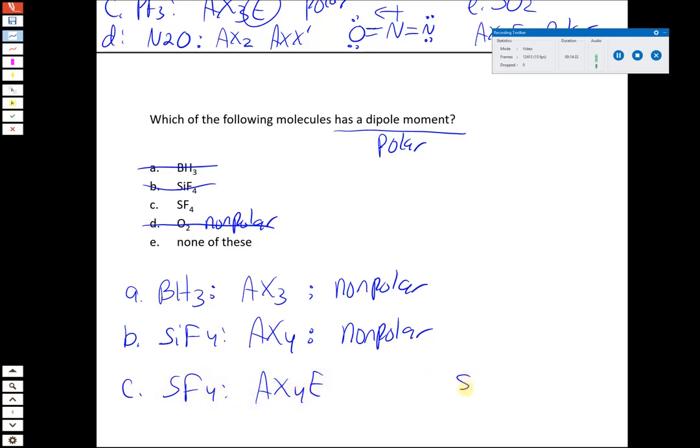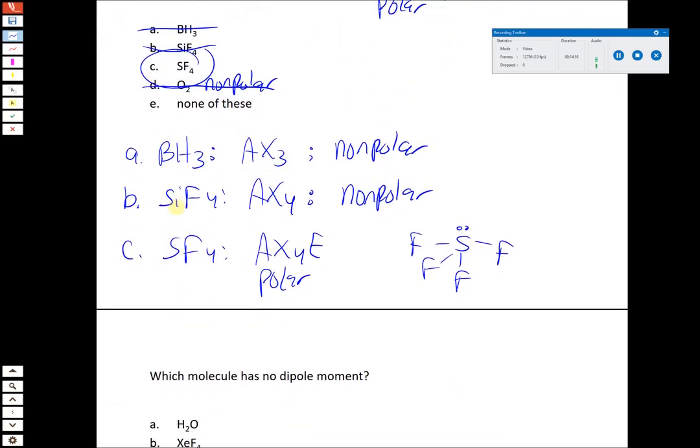Alright, so SF4 would have this sort of Lewis structure, leaving out the lone pairs on the outer atoms, sorry, but we do have one lone pair on the central atom. So you really need to know how many lone pairs are on the central atom for these. This is AX4E, which is going to make it polar. Anything that has one lone pair on the central atom will be polar, so that's going to be our answer choice, SF4. Alright, so it really comes down again to Lewis structures, knowing how many lone pairs are on the central atom for being able to predict polarity.